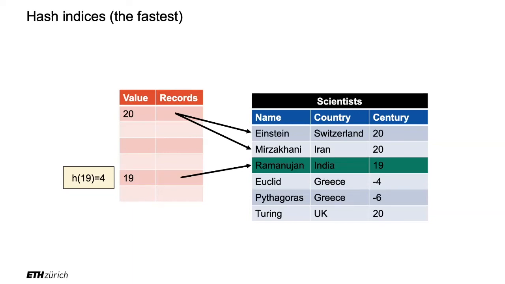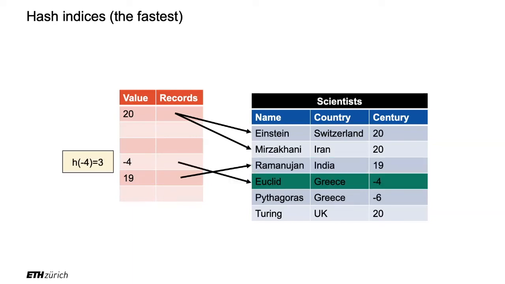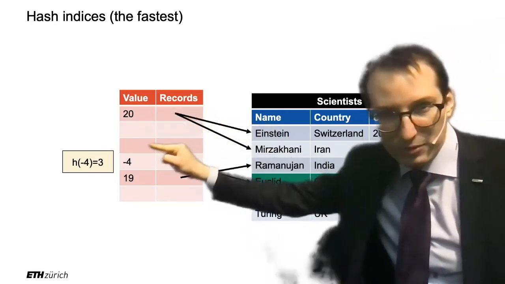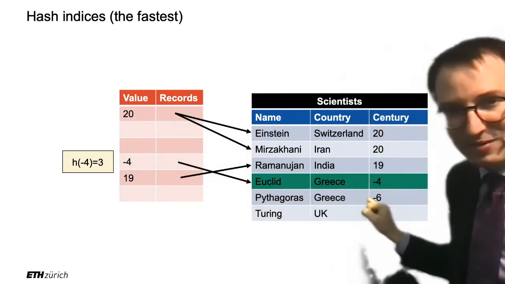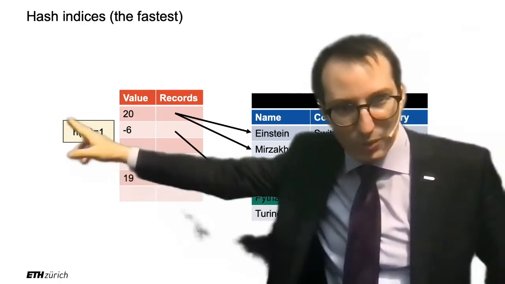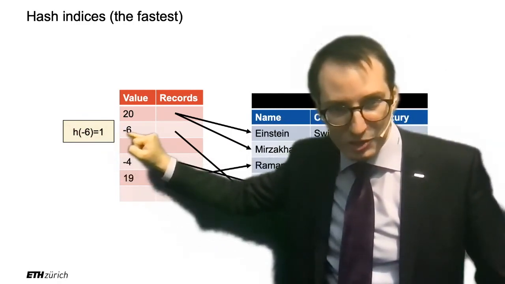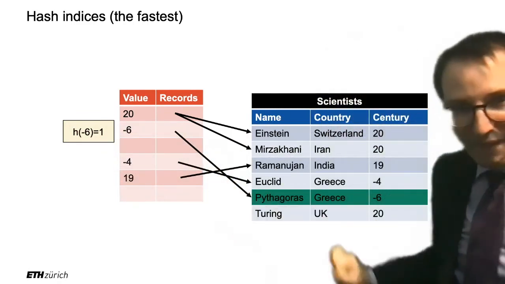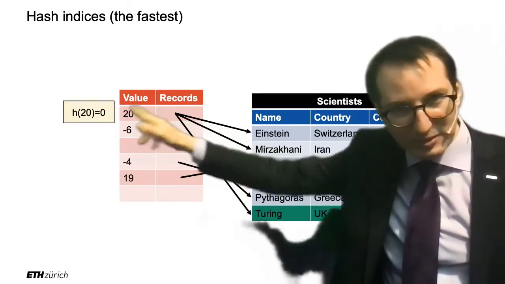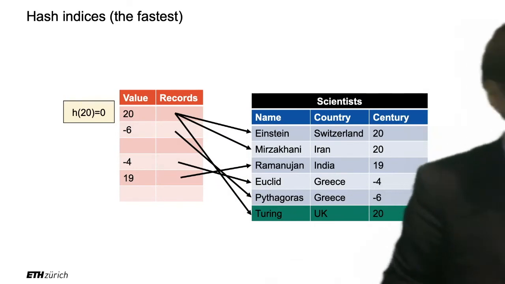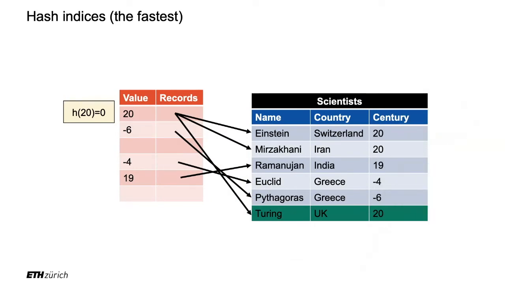Then minus 4, H gives me 3. Again, I don't know why, that's just what it gives me, 3. So position 3, right? 0, 1, 2, 3, here, and I add my pointer. Then I have minus 6, my magic box with the H gives me a 1, so that's position 1, pointing there. And finally 20, well, I know it's going to be 0 because I already saw 20, so I add a pointer here. Who understood what we've just done?